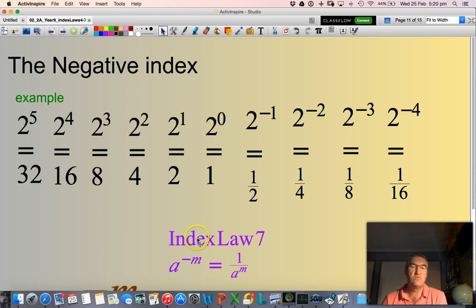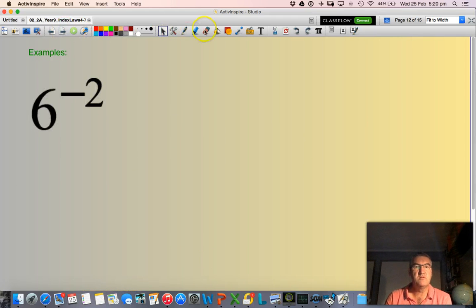So, index law number 7. Any number raised to the power of minus m equals 1 over that number raised to the power of m. So, 2 to the minus 2 will equal 1 over 2 to the power of 2. So 2 to the power of 2 is 4. It's 1 over 4. Let's go to the next slide and actually look at applying this.